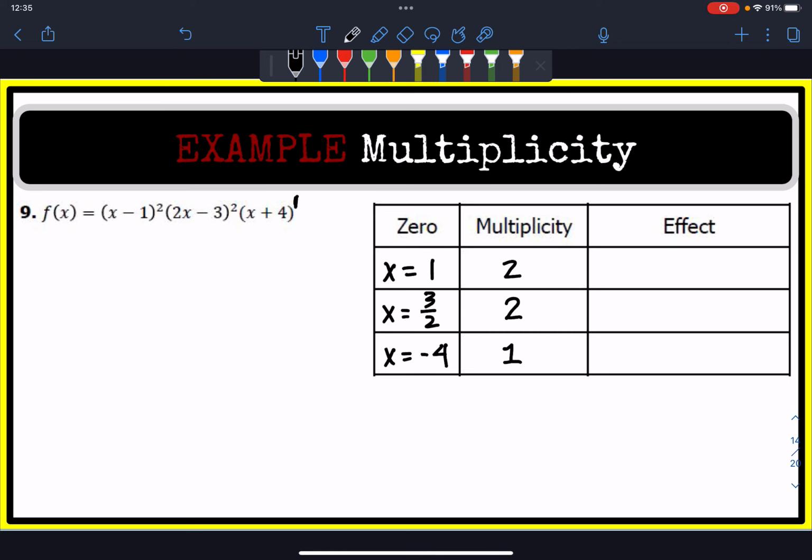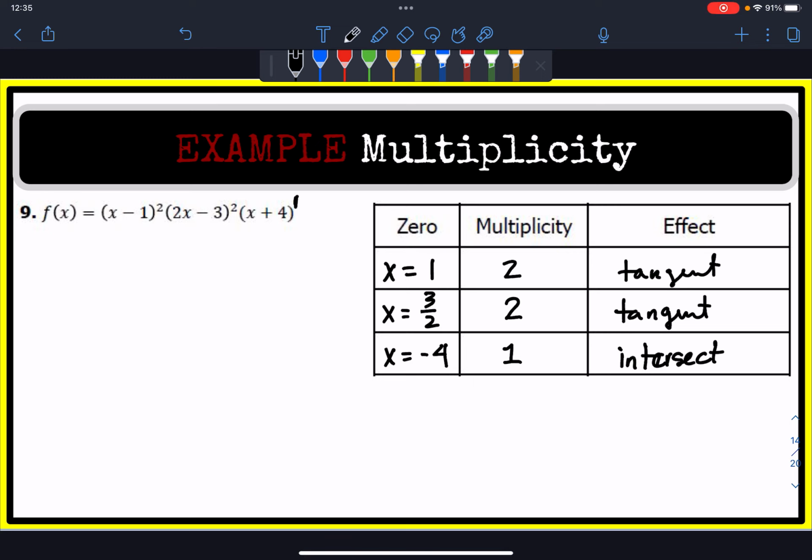Now, what's going to be the effect on the graph? Well, at 1 and at 3 over 2, because their multiplicity is an even number, 2, the graph is going to be tangent to the x-axis. So it's simply going to touch the x-axis and then turn around. But at negative 4, since the multiplicity is 1, it's going to actually move through the x-axis and intersect it.